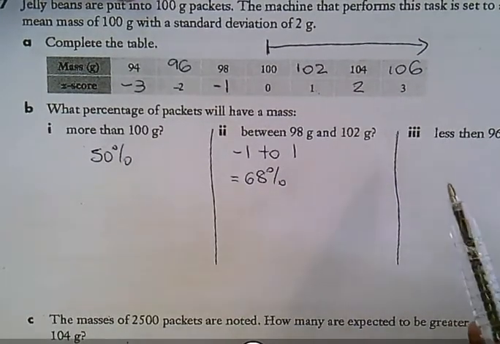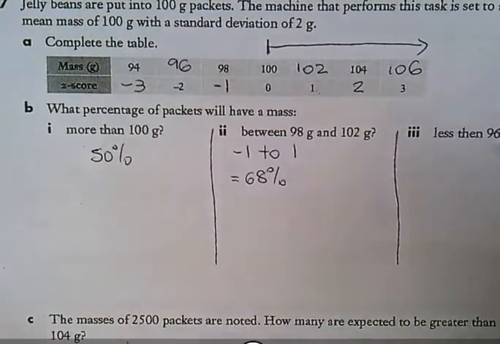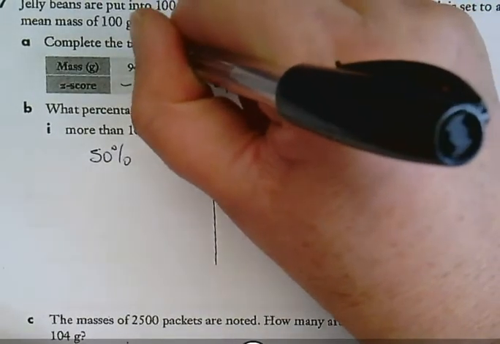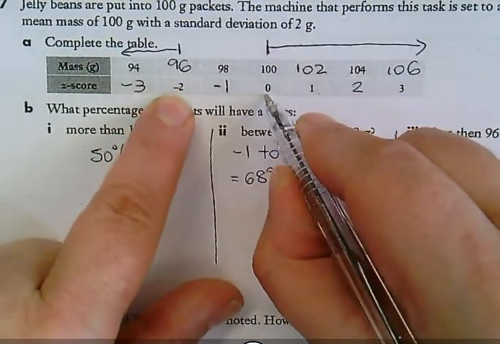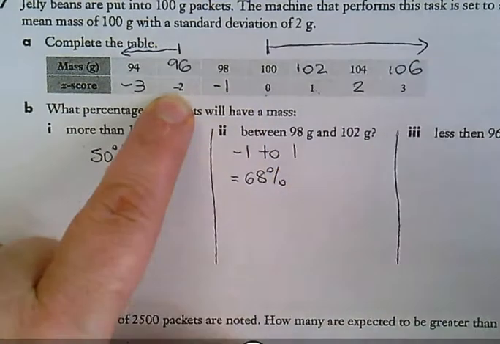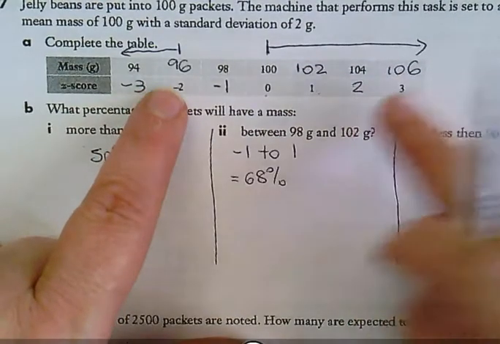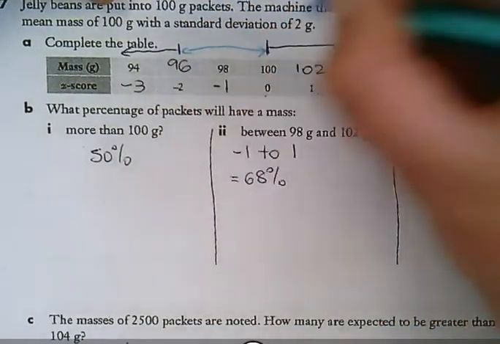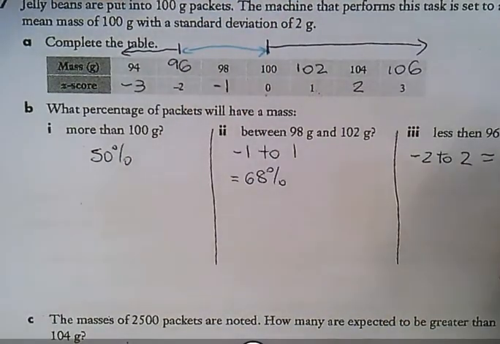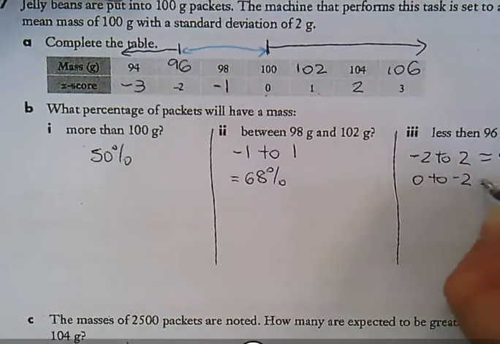Less than 96. All right, this one's going to be a bit tricky. Less than 96. So, well, you want from there down. Now, do you know what it is? So, if we knew what 0 to -2 was, that would be good. What's -2 to 2? What percent from -2 to 2? So, do you think I need to know this bit? No. -2 to 2 is 95%. What's 0 to -2?